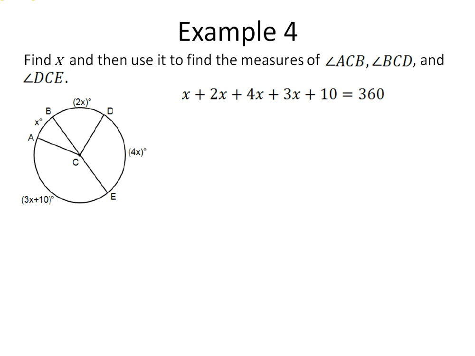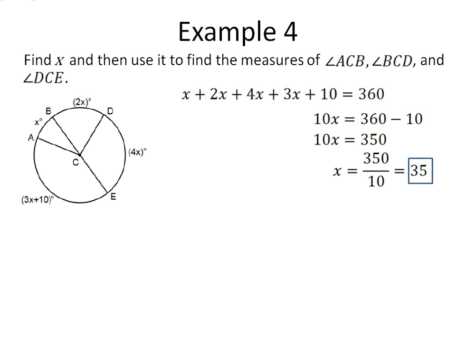So here's what we got. We've got x plus 2x plus 4x plus 3x plus 10 equals 360. Combine the x's and subtract 10 from both sides, which gives us 10x equals 350. Divide by 10 gives us x equals 35. Angle ACB is this central angle over here on the left side, and notice that the arc it subtends is x degrees. So we substitute the 35 in for the arc measure, and that will be the same as the measure of the angle. So the measure of angle ACB is equal to x, which is 35 degrees.